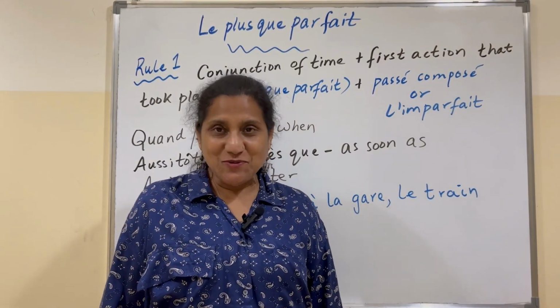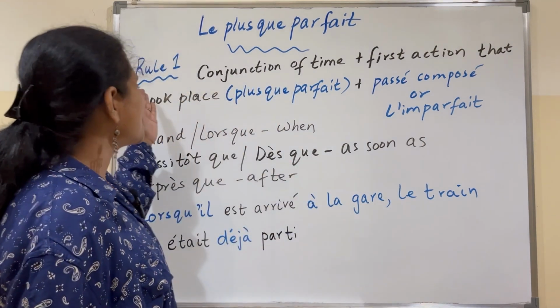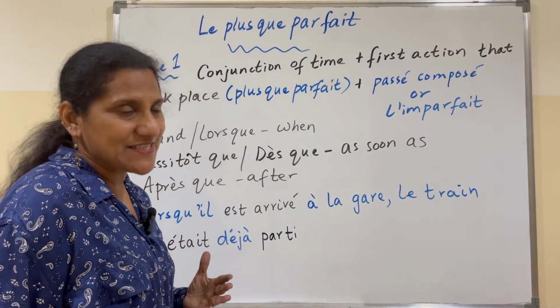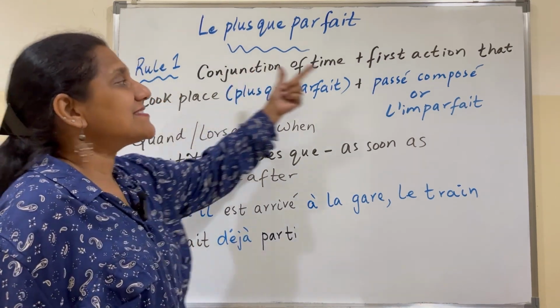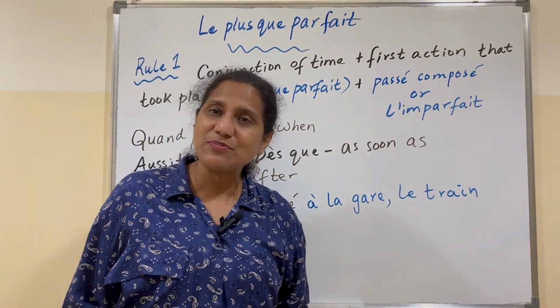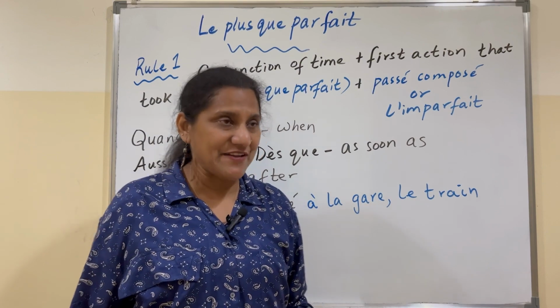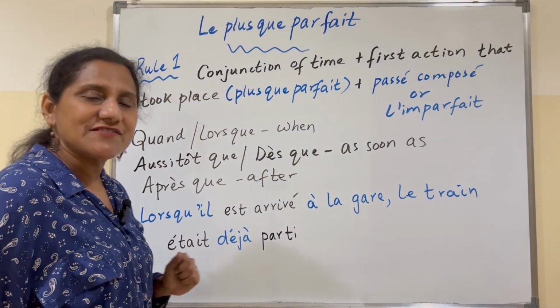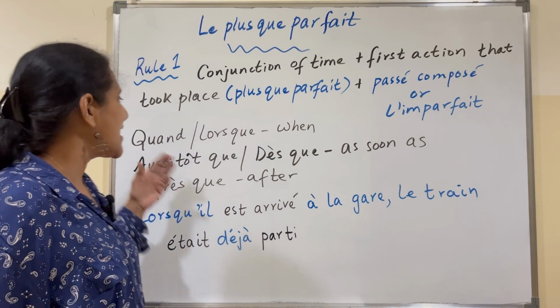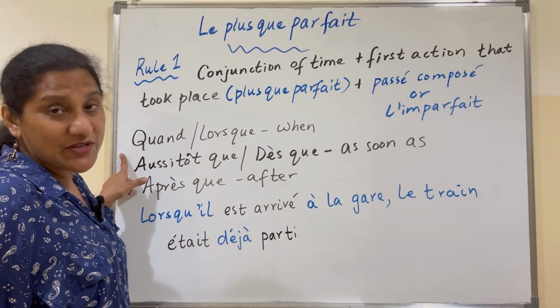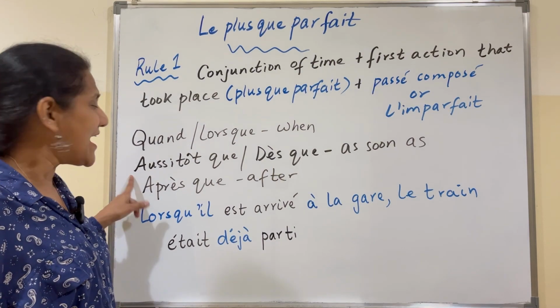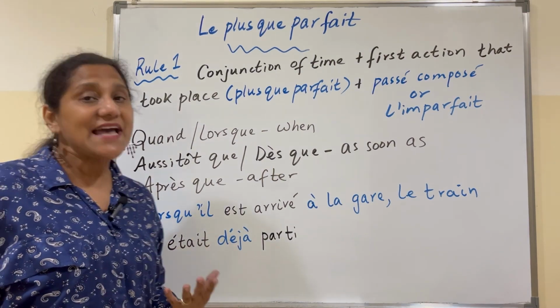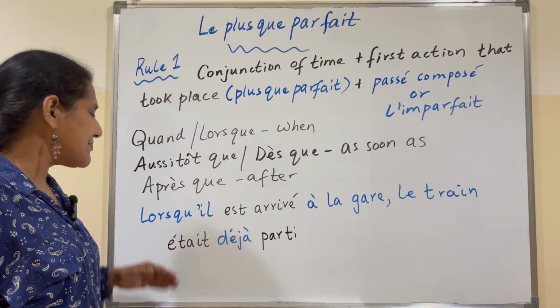When do we use plus-que-parfait? Let's see the first rule. Conjunction of time plus first action that took place is plus-que-parfait, and the second action would be either passé composé or l'imparfait. Now, what are the conjunctions of time? Let's look at a few. Quand, lorsque, which means when. Aussitôt que, dès que, which means as soon as. Après que, after, etc.